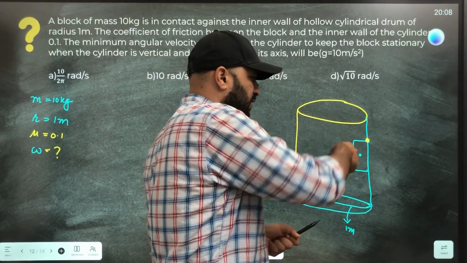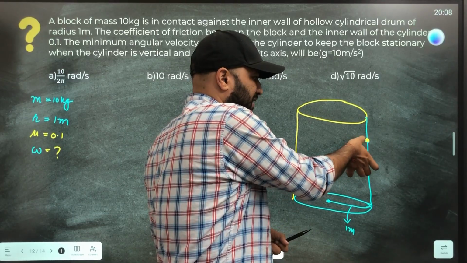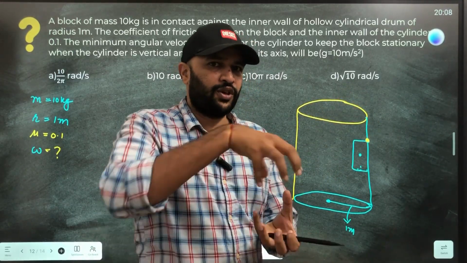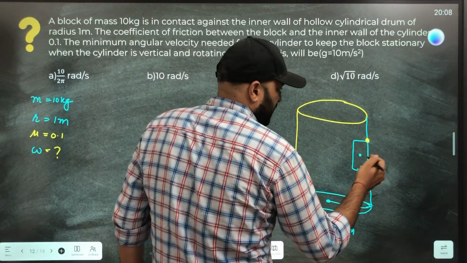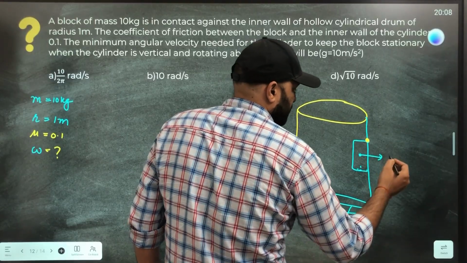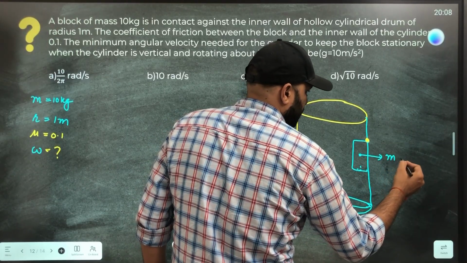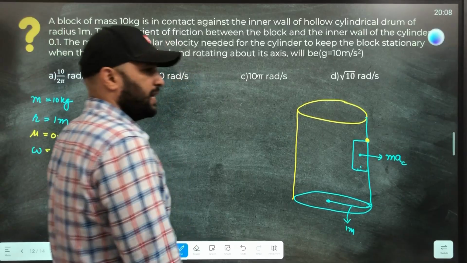When you are rotating it so fast, something inside this bottle sticks on the wall of it. The moment you stop it, it falls down. Clear? Now you know if it is rotating, it has a centrifugal force which is equal to m into centrifugal acceleration or centripetal acceleration, m a_c.